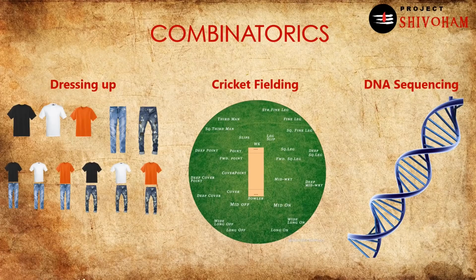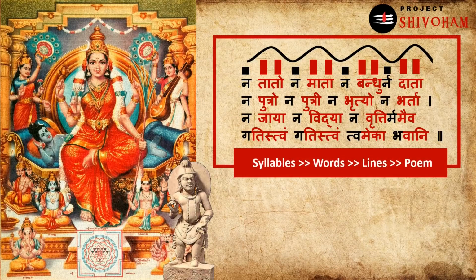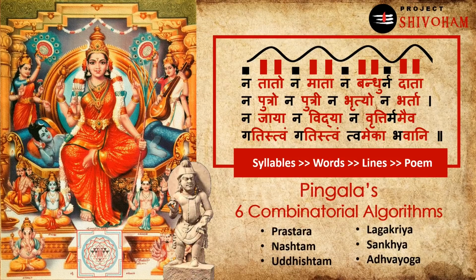And now, let's see how it originated from Sanskritam. Let's take the Bhavani Ashtakam poem again. Just like how we arrange the fielders on a cricket field to get the best result, same way, syllables are to be arranged in such a beautiful way that they sound very pleasant to hear. For this arrangement, Pingalacharya gave 6 algorithms: Prasthara, Nashtam, Uddishtam, Lagakriya, Sankhya, Advayoga. The first one, Prasthara, is what we saw in the binary numeral system. And now let us see Lagakriya, which defines the combinations.